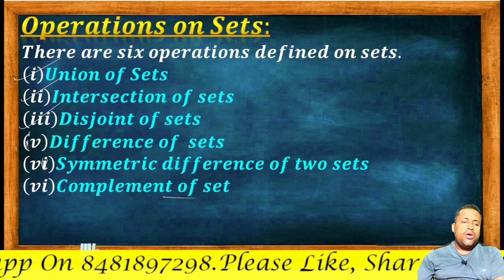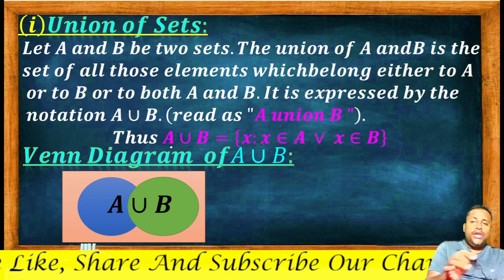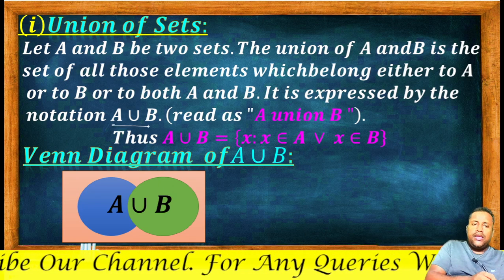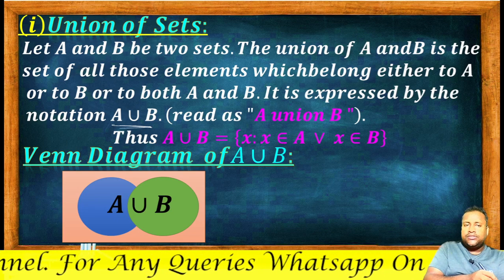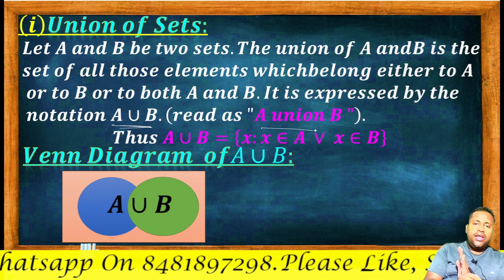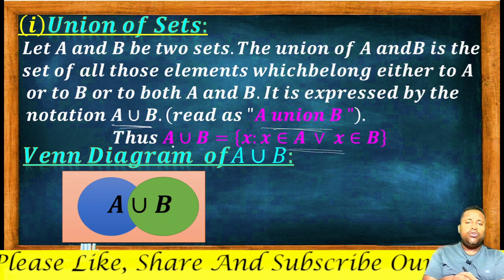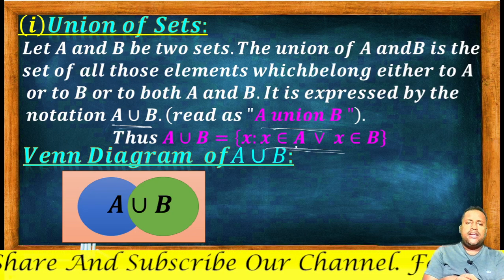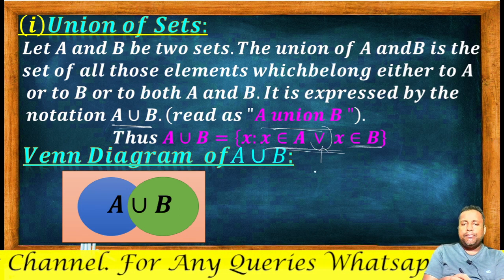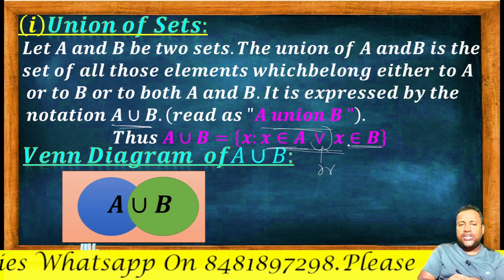Now what is the union of two sets? Suppose A and B are two sets, then the union of A and B is also a set, and it is represented by A ∪ B. We use this notation to define the union of two sets, and it is read as A union B. By the property method, it is A ∪ B = {x such that x belongs to A or x belongs to B}, and this is the symbol of OR.